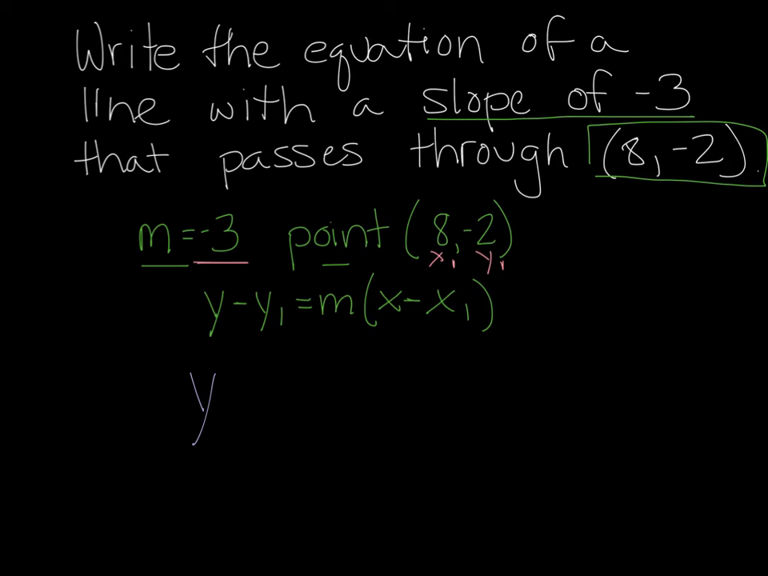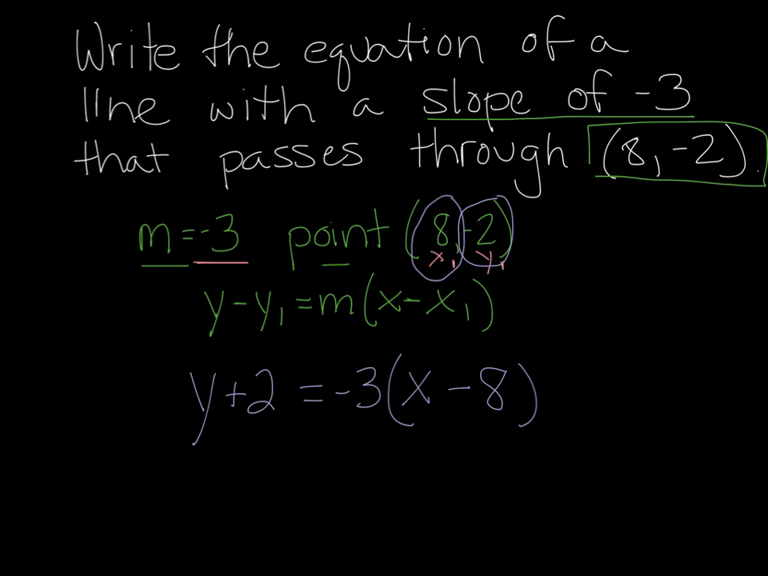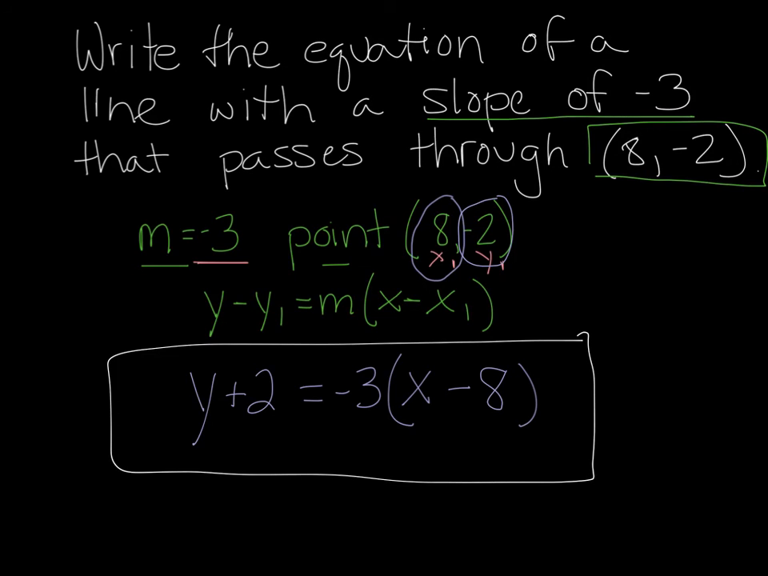All right, so things that we can plug in right now. Okay, y, I'm just plugging that part in, equals, okay, the slope is -3 times x. Okay, so now we have to figure this out. Okay, so x1 is 8. So that means I'm going to see -8 here. Okay, and the y1 is -2. So that means I'm going to see +2 right here. Okay, but that's an equation of a line. It's in point-slope form, but that's exactly what we're looking for.